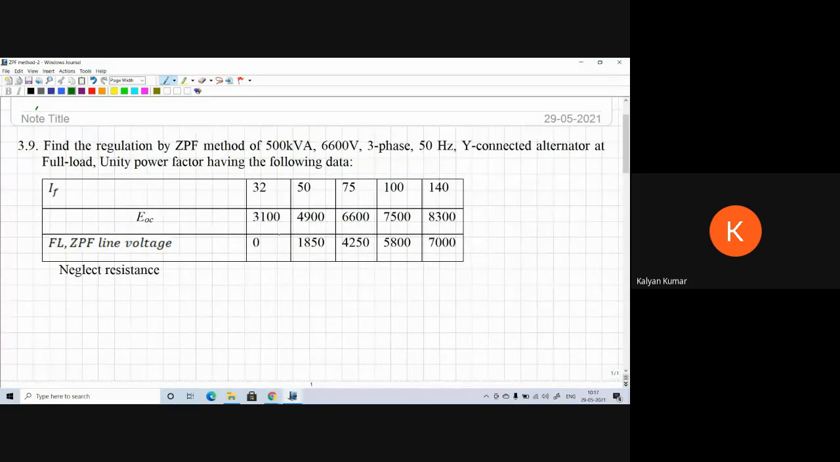Find the regulation by ZPF method of a 500 kVA, 6600 volts, 3-phase, 50 Hz, star connected alternator at full load, unity power factor, having the following data: IF values, open circuit voltage, and full load zero power factor line voltages. They have neglected the resistance. We need to find the regulation at full load conditions and unity power factor by using the ZPF method.